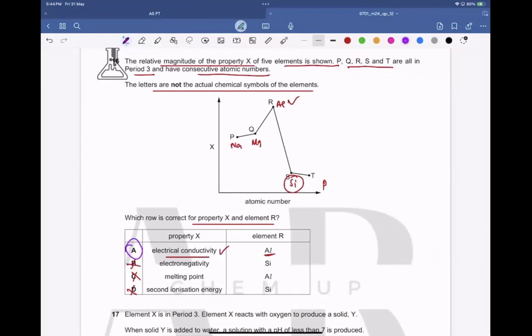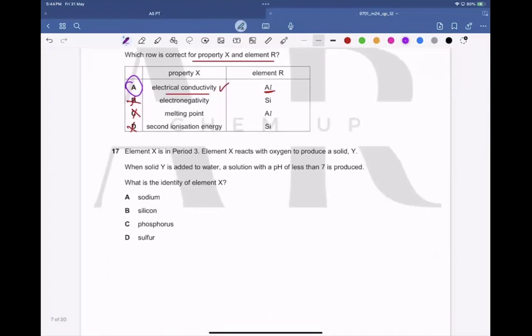Very good, Hassan. Okay. Now question number 17. Element X is in period 3. Element X reacts with oxygen to produce solid Y. Okay. Solid Y is added to water. A solution with a pH of less than 5 is produced.